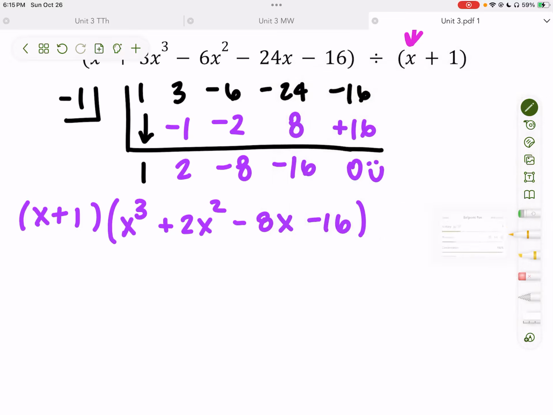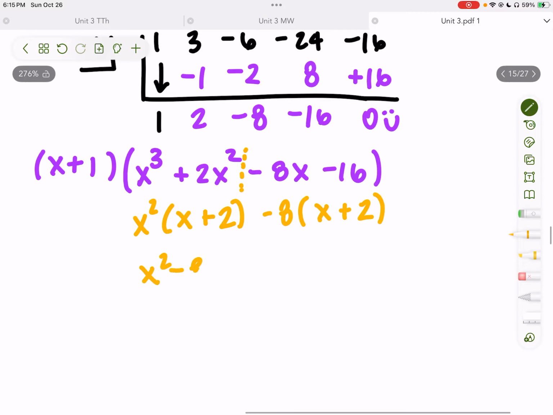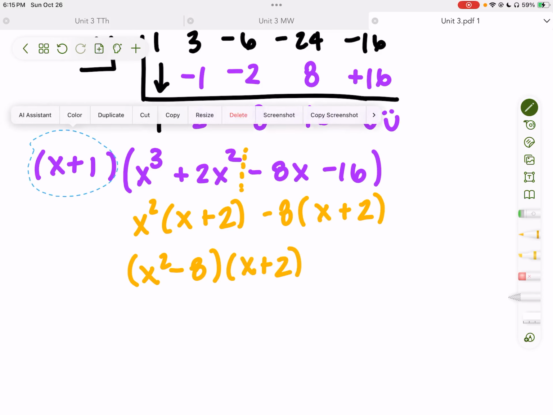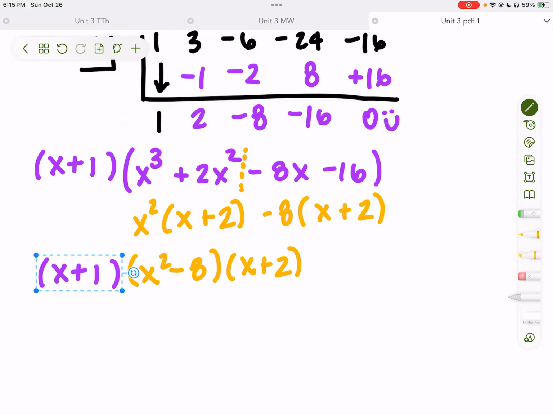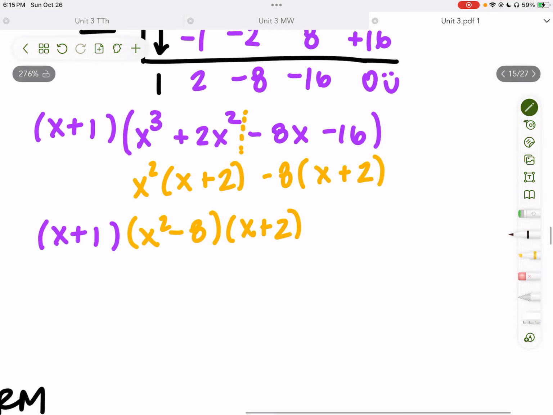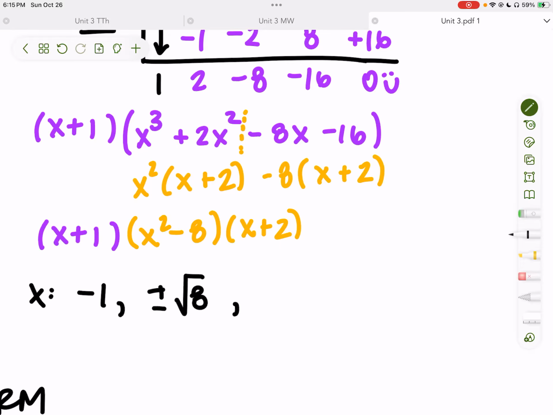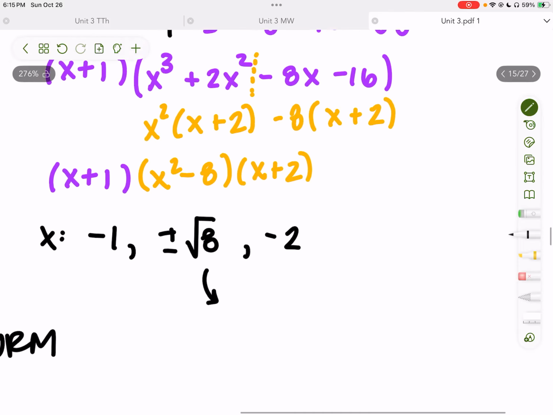Now I'm seeing that this is a cubic function, but it is factorable by grouping. So let's take out the x squared and we're left with x plus 2. Take out a -8 and we're left with x plus 2. Now we have x squared minus 8 times x plus 2 and the x plus 1 from earlier. Again, this would be your factored form, whereas your x's are going to be -1 plus or minus √8 and -2. Note that if you did simplify this, it would be 2√2. I'm okay with √8 if you didn't simplify further.